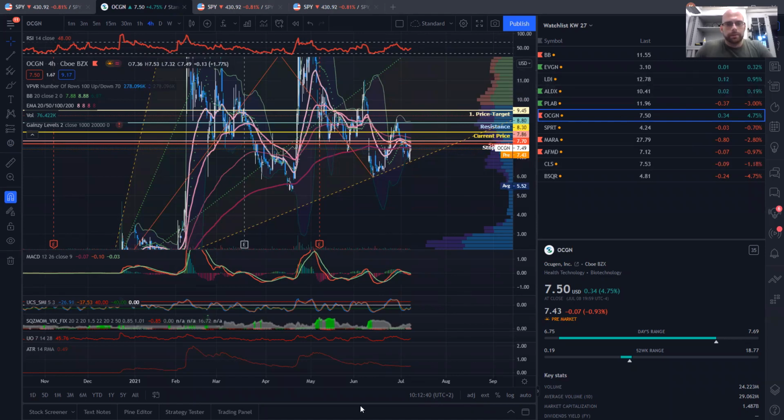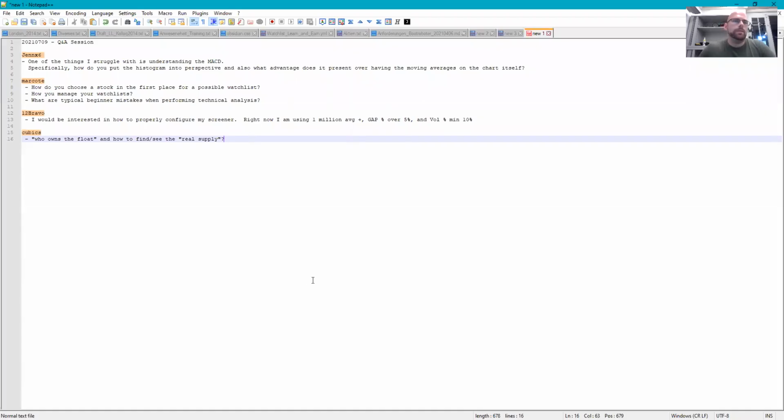I have several questions. Let's start with the first. GenX6 has some questions about the MACD and how to use it, and what's the difference between having the MACD and normal moving averages on the chart.